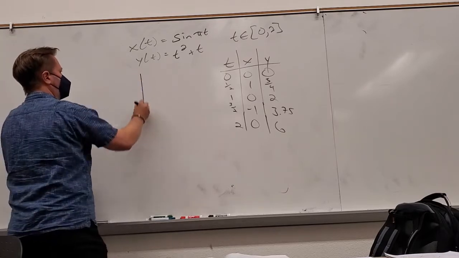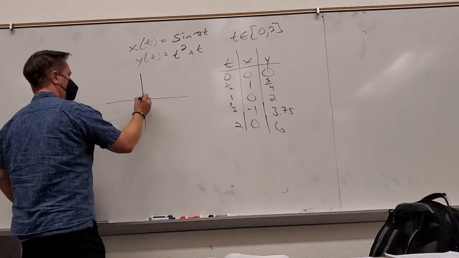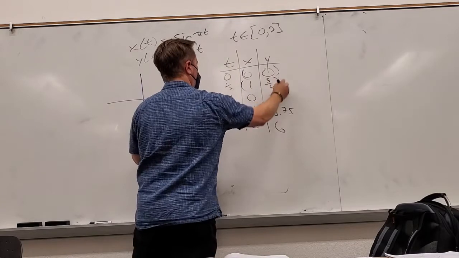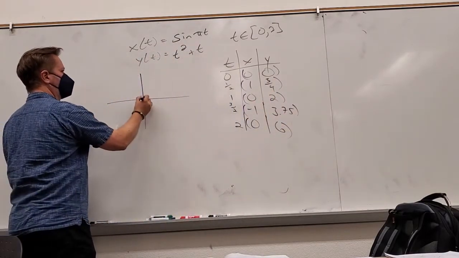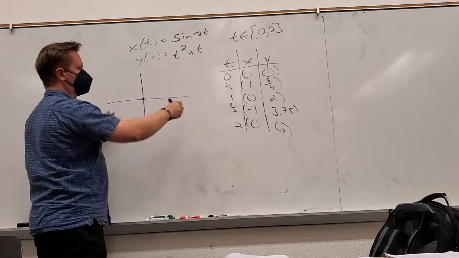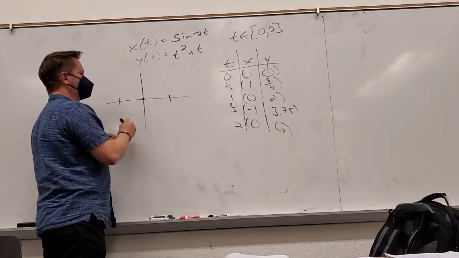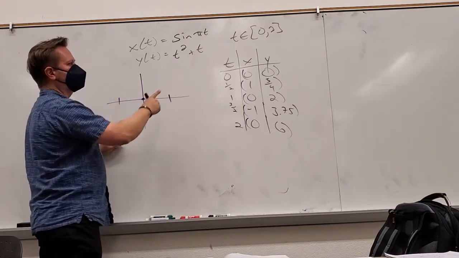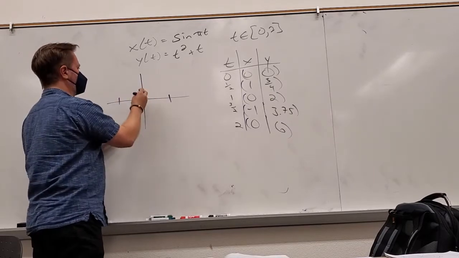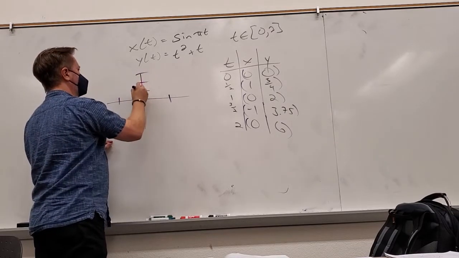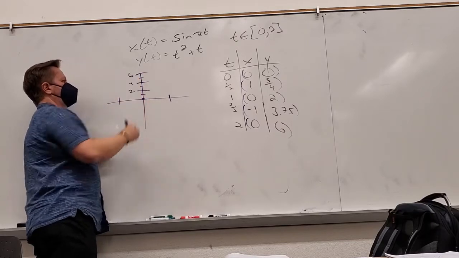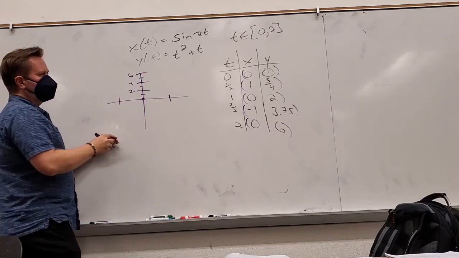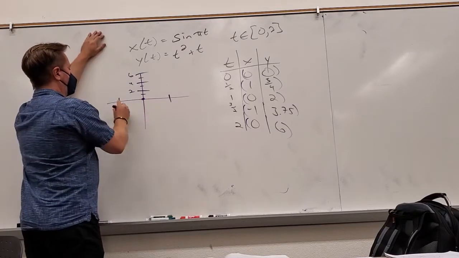So let's graph this real quick. So we got 0, 0. Let's make a scale. Well, X is easy. And Y, I need to go up to 6. 2, 4, 6. That's easy enough. Negative 1, 1.